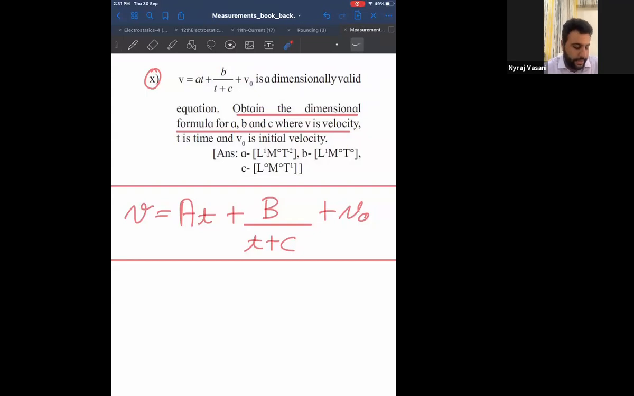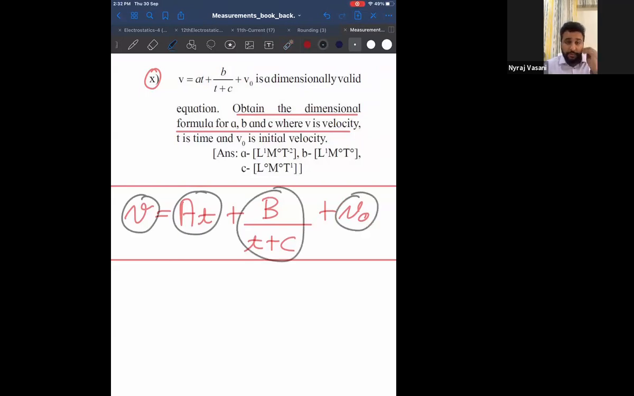Okay, quickly look at this. V, AT, B by T plus C and V naught all should have the same dimension, as the equation is dimensionally correct. And what is V? Velocity. Therefore, all will be meter per second. Even this will be meter per second. Even this will be meter per second. And even this will be meter per second. Therefore, they want the dimension of A, B, and C.